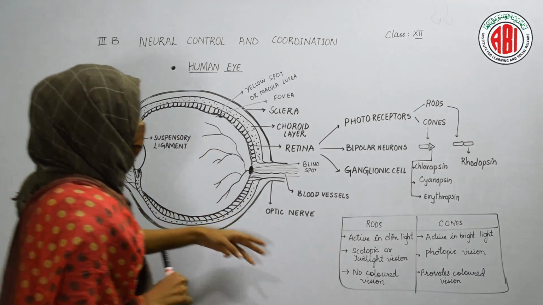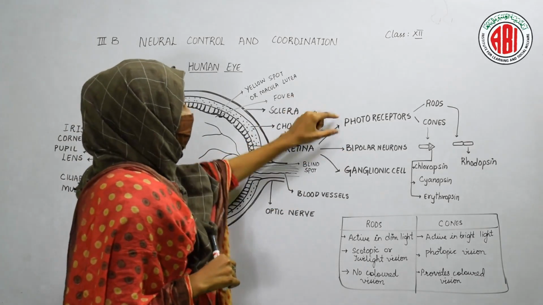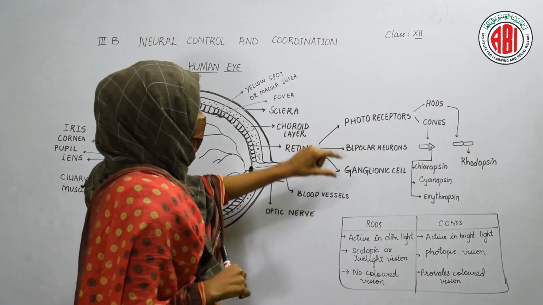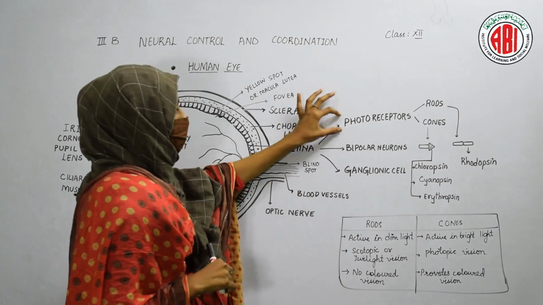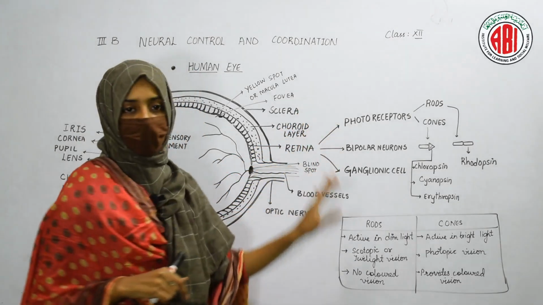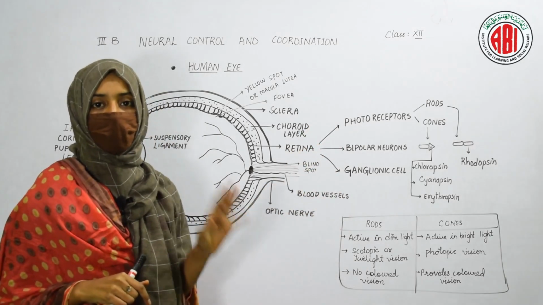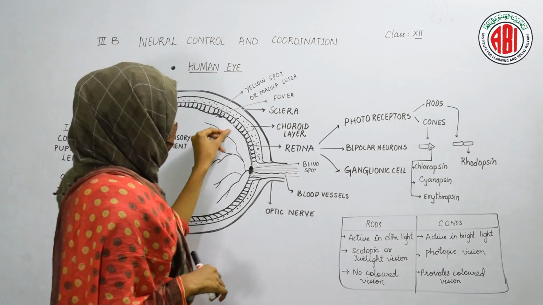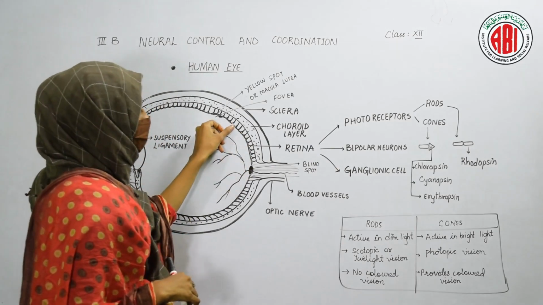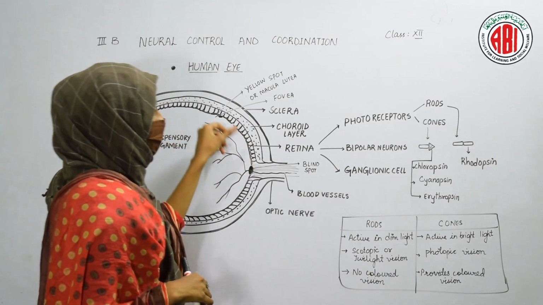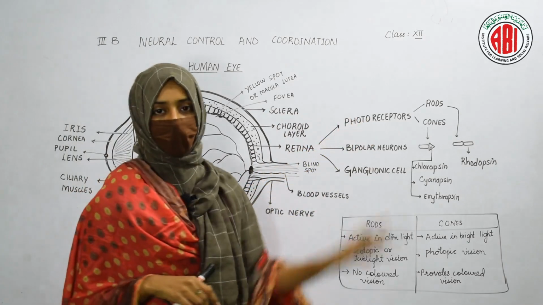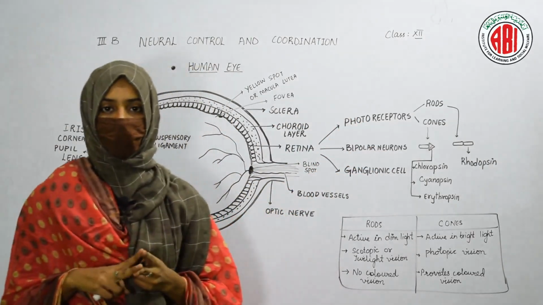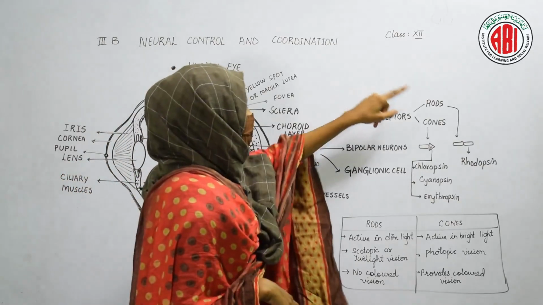This retina has three things in it. One is photoreceptors, second one is bipolar neurons, and third is ganglionic cells. These three things you can find in the layer retina. Firstly, the ganglionic cells are arranged, then below the ganglionic cells, bipolar neurons are present, and then the photoreceptors are found at the last.